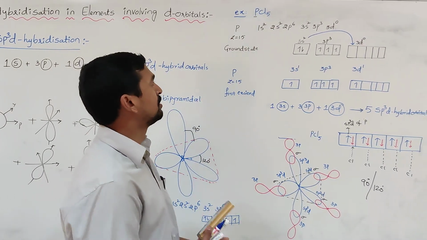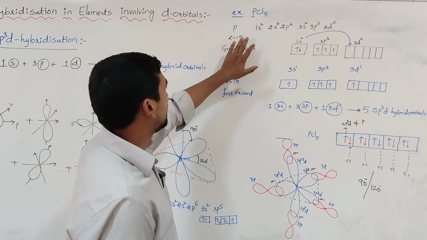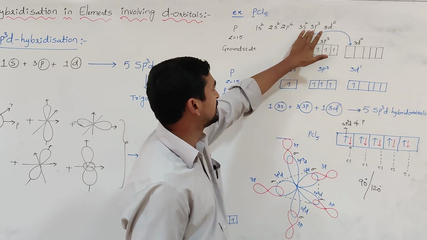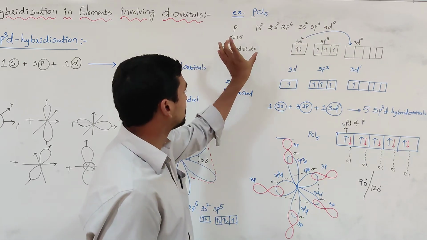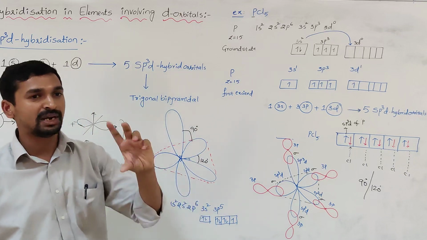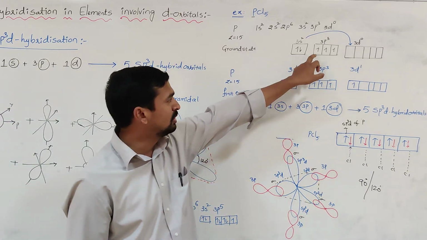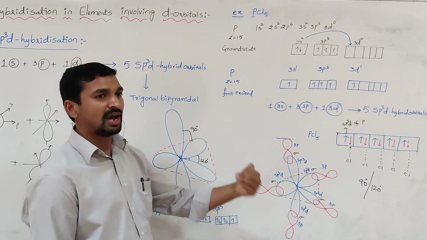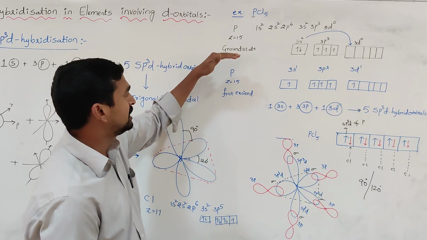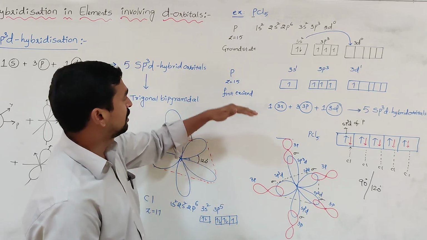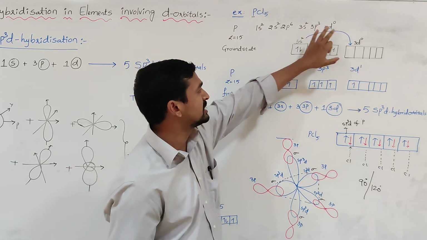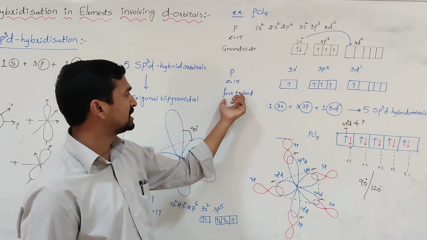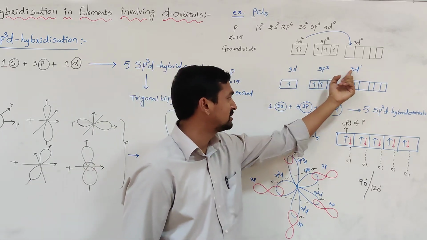In phosphorus pentachloride, phosphorus is the central atom. The electronic configuration is 1s2, 2s2, 2p6, 3s2, 3p3, 3d0. This ground state electronic configuration does not account for the pentavalency of phosphorus because only 3 unpaired electrons are present. So to account for the pentavalency of phosphorus, we need the concept of promotion. When we promote an electron from the 3s orbital to the 3d orbital, that results in the first excited state electronic configuration of phosphorus, that is 3s1, 3p3, 3d1.